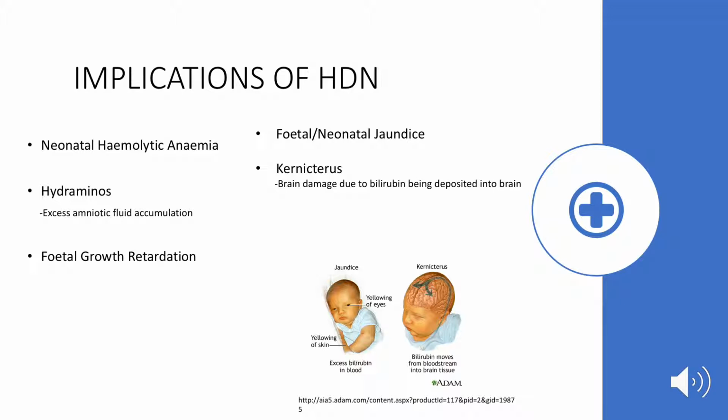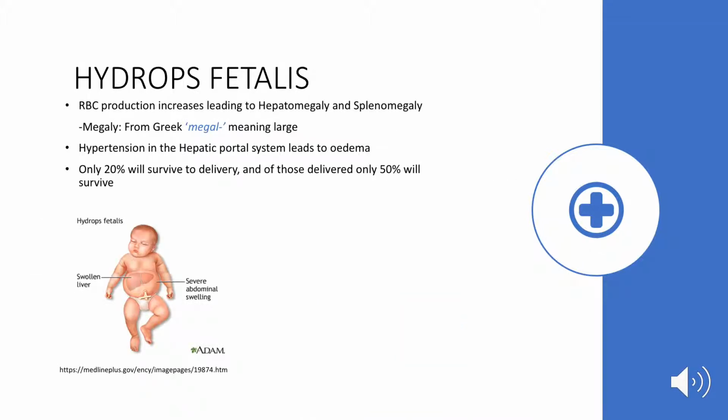So this picture here is just showing the signs and symptoms of jaundice and how it can be deposited in the brain as well. So this is a particularly upsetting consequence of HDN. It's called hydrops fetalis. So it's basically when the baby will start to overproduce red blood cells due to this hemolysis that's occurring, and it leads to hepatomegaly and splenomegaly.